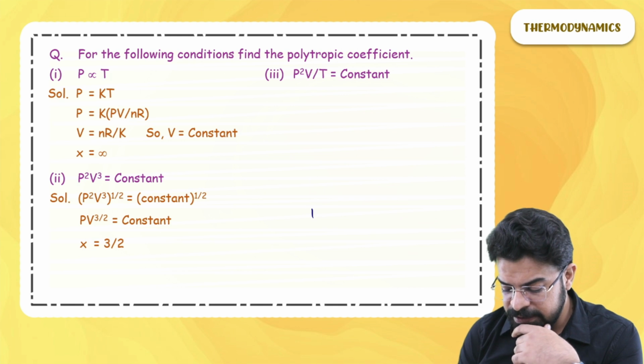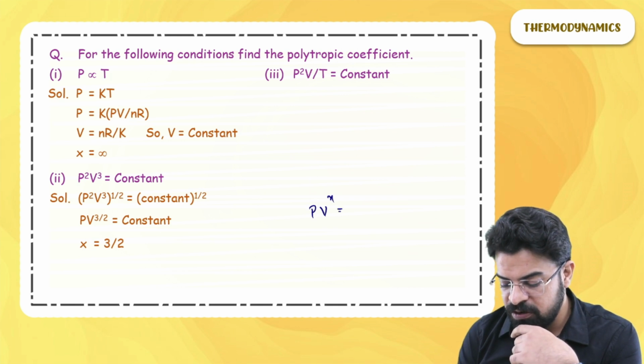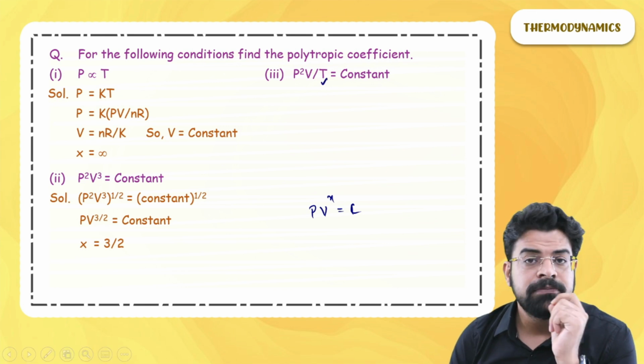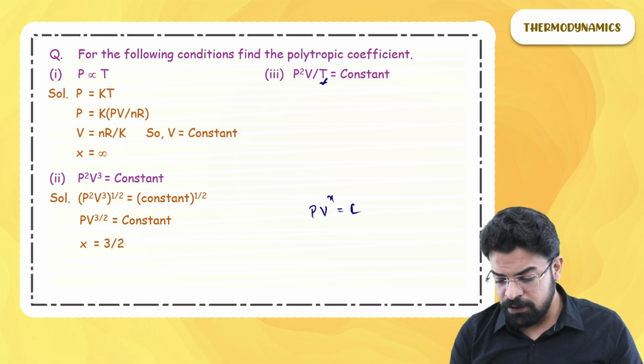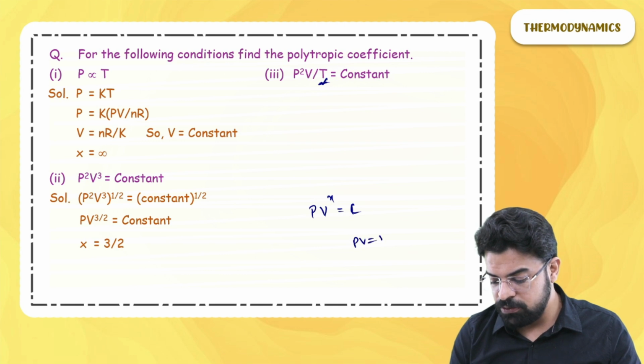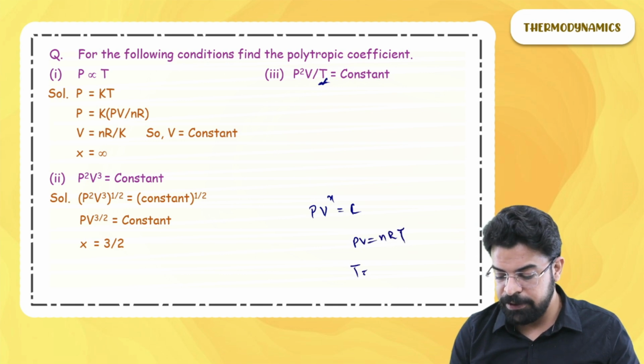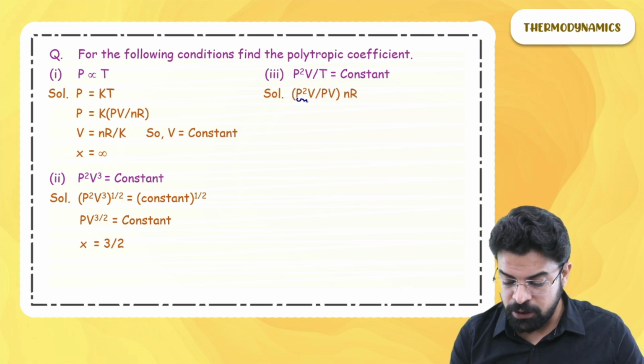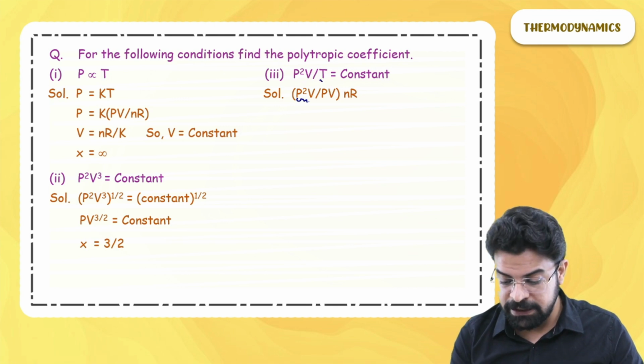So you have to bring this equation in the format PV raised to the power of x equals constant. First thing, we need to eliminate temperature. So what to do? In place of temperature, from PV equals nRT, substitute temperature equals PV by nR. Once you substitute this, what you will get is P square V, in place of T substitute PV by nR. So you will get P square V by PV upon nR.